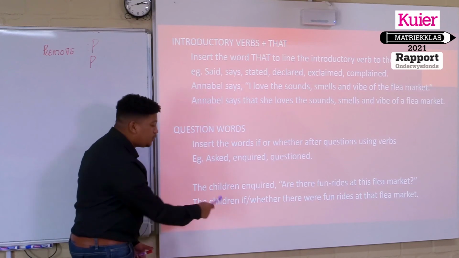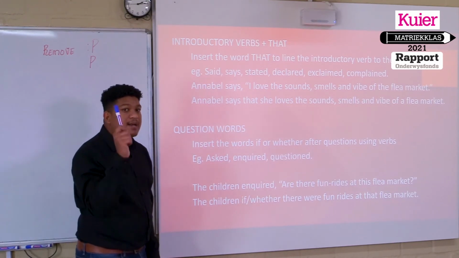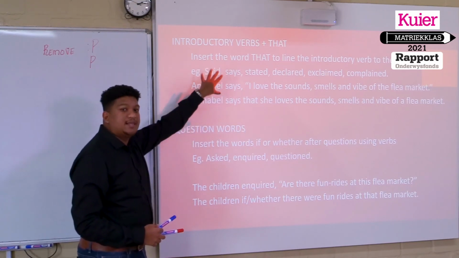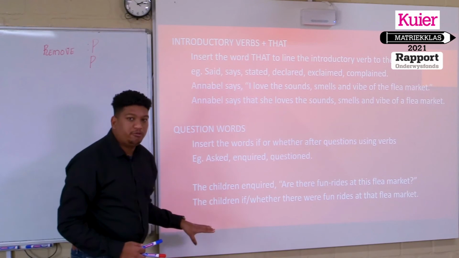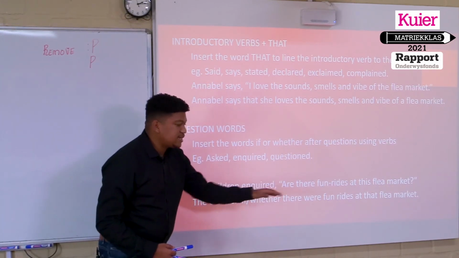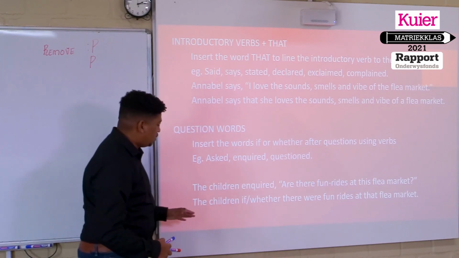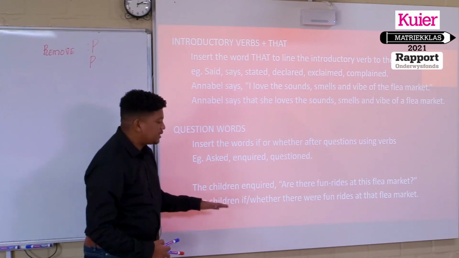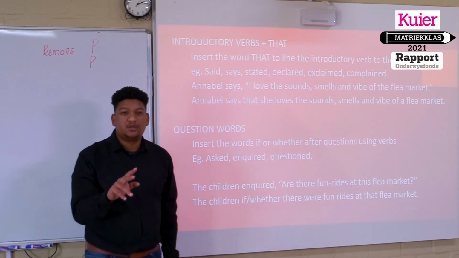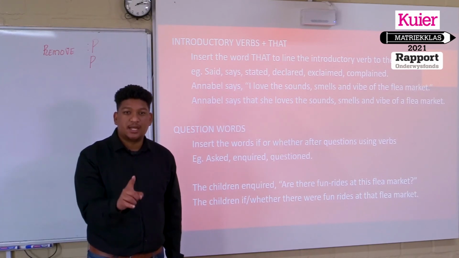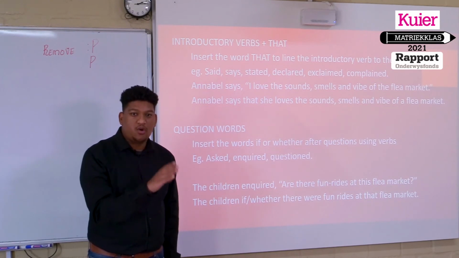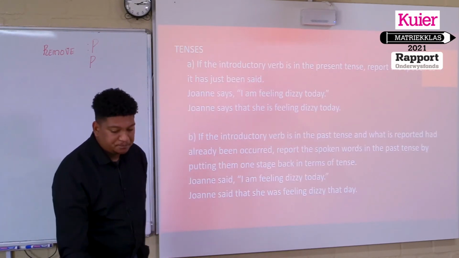So the children inquired. My verb stays the same. Now I need to add, remember, for the word said or says, there I would add "that." Here I need to add "if" or "whether." So: the children inquired if there were fun rides at that flea market. Or: the children inquired whether there were fun rides at the flea market. You see the difference between the two, and that is important, that you understand the difference between when it is said or asked. Okay, now we move on.